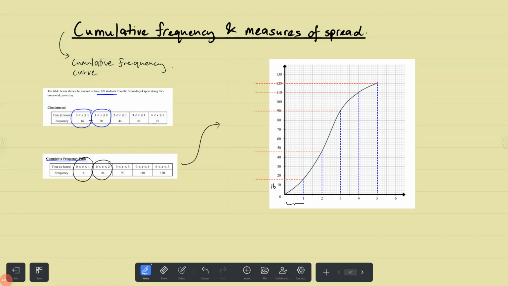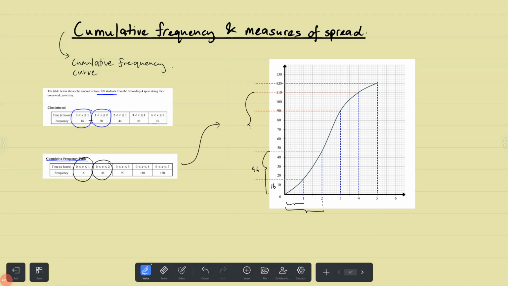The next section is 0 to 2 hours. So it's all the way from here, all the way here, 0 to 2 hours. And how many students are there from 0 to 2 hours? Well, from 0 to 2 hours, it is at the 46 mark here. So it's 46 students from 0 to 2 hours.